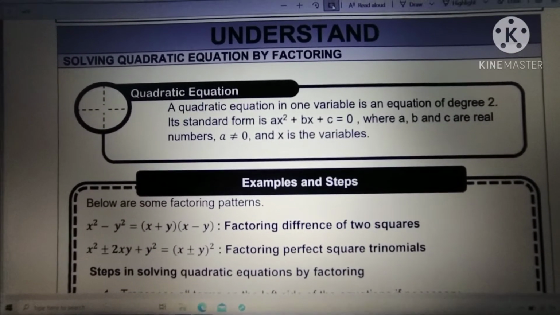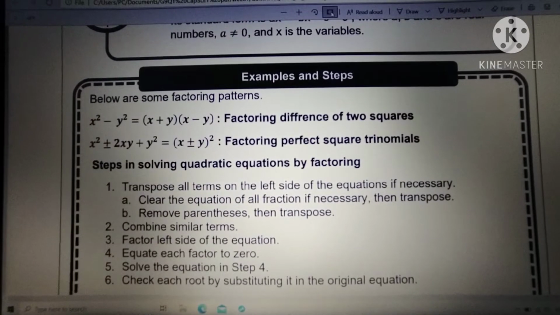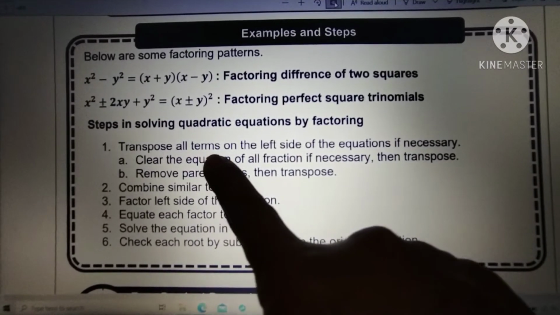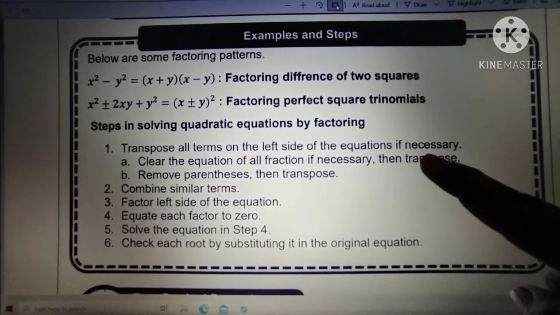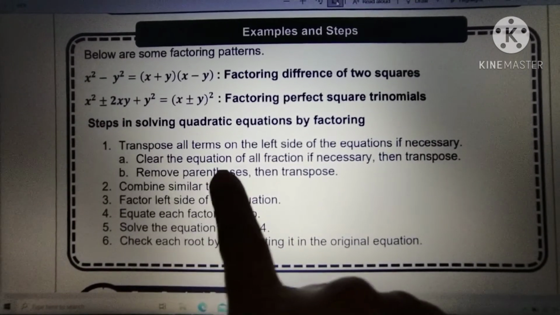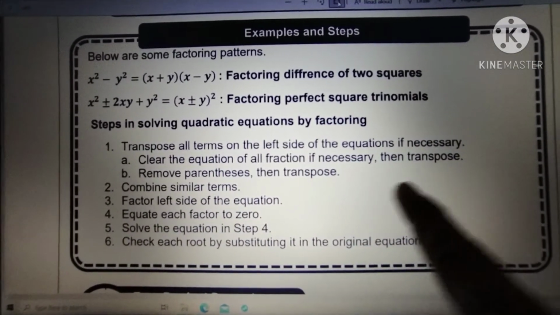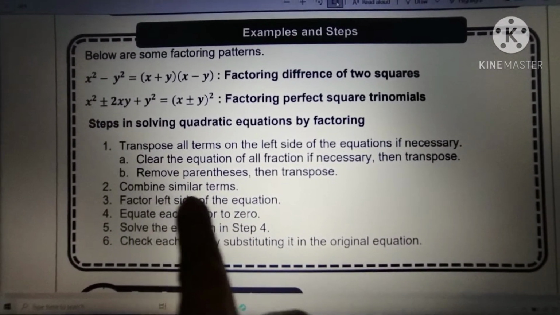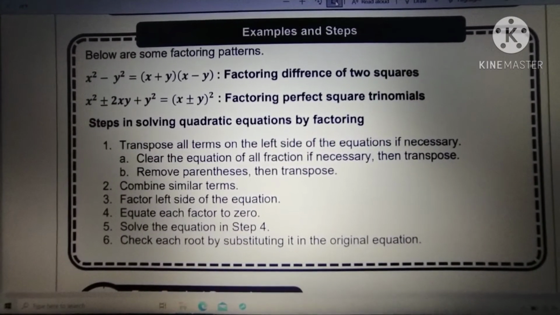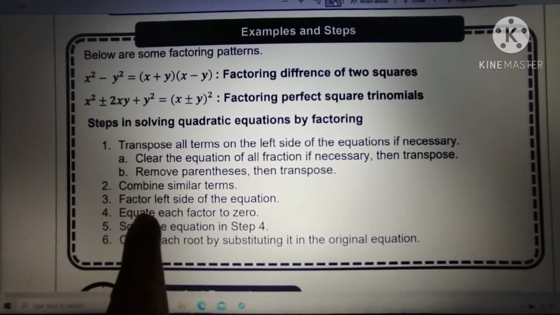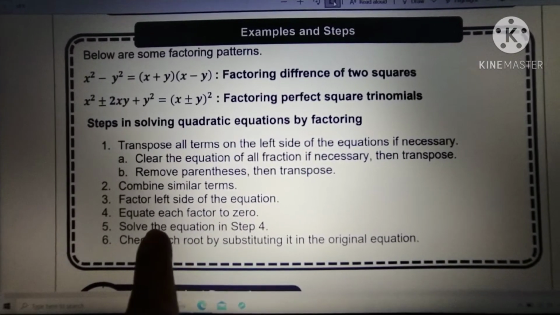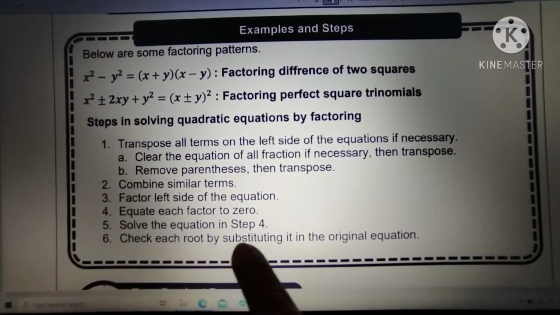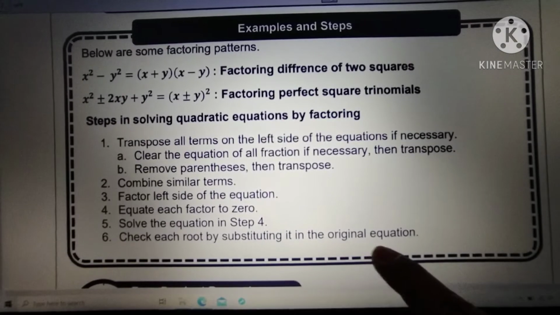What are the steps in solving a quadratic equation by factoring? Number 1, transpose all terms to the left side of the equation if necessary. Clear the equation of all fractions if necessary, remove parentheses, then transpose. Number 2, combine similar terms. Number 3, factor the left side of the equation. Number 4, equate each factor to 0. Number 5, solve the equations from step 4. Number 6, check each root by substituting it in the original equation.